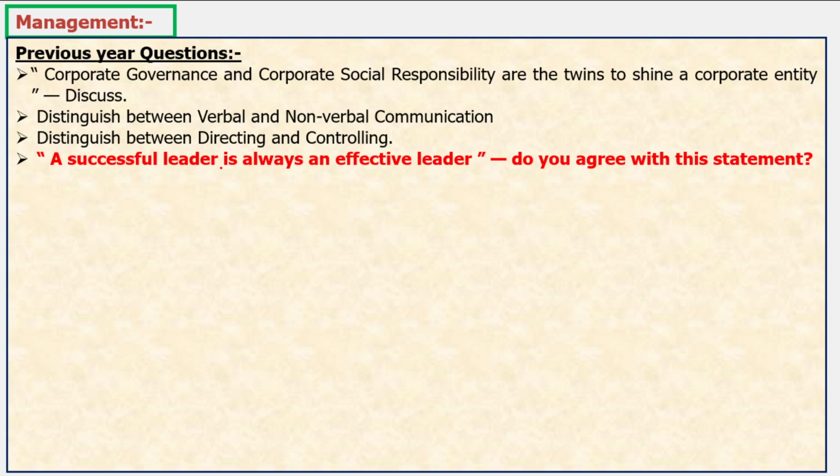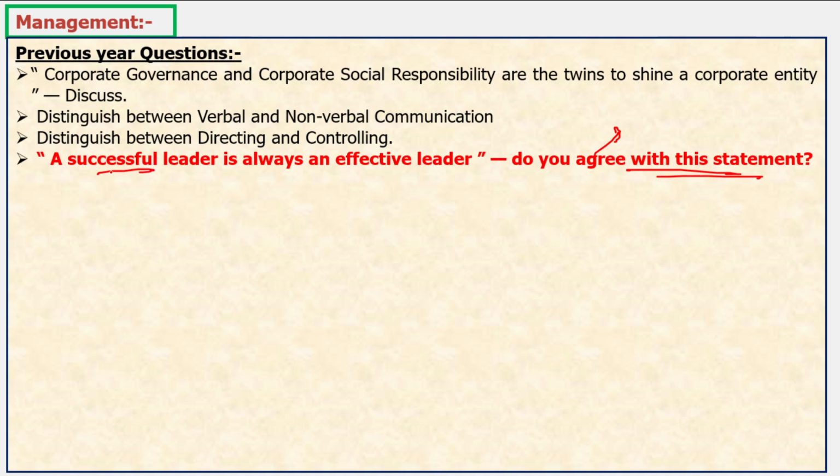A successful leader is always an effective leader. Do you agree with this statement? So as you can understand, this has been marked red because I am going to choose this topic for writing an essay on. And such an interesting topic this is. I chose this particular topic because I found that this would be one of the most challenging questions for you to answer, and therefore I thought that I would write on this so that you understand the nitty-gritties of writing. Now, if you look at this, a successful leader is always an effective leader. Do you agree with this statement?